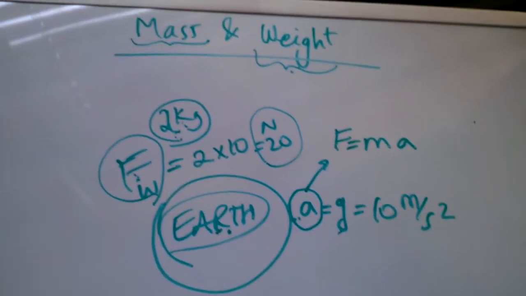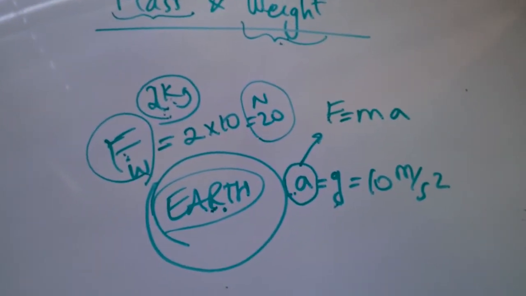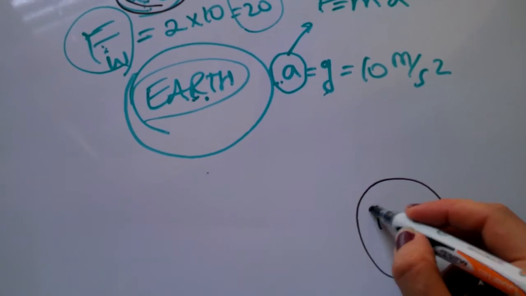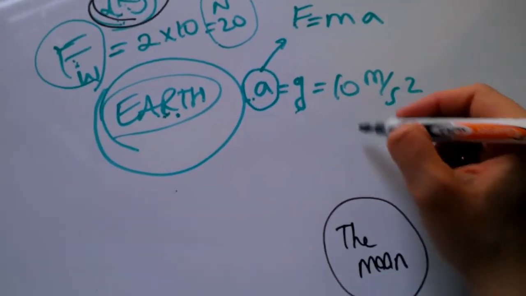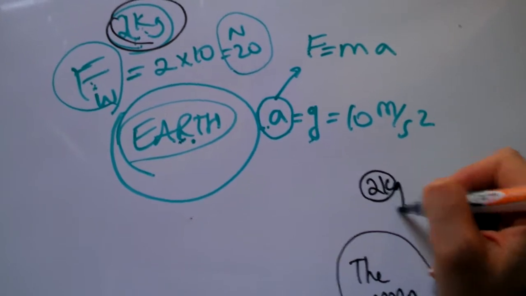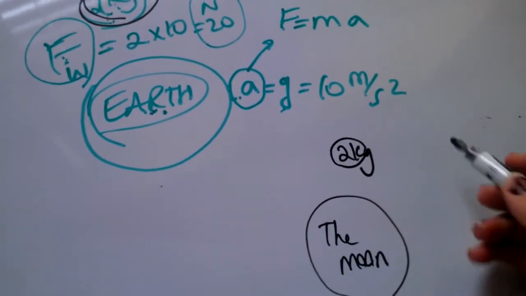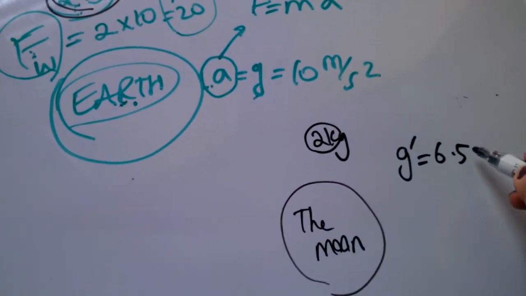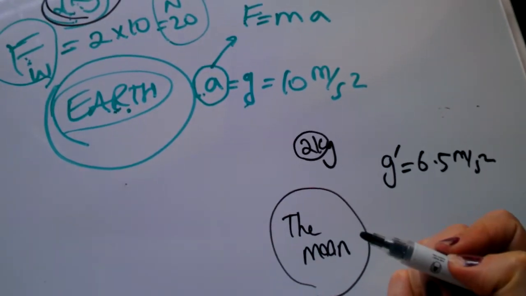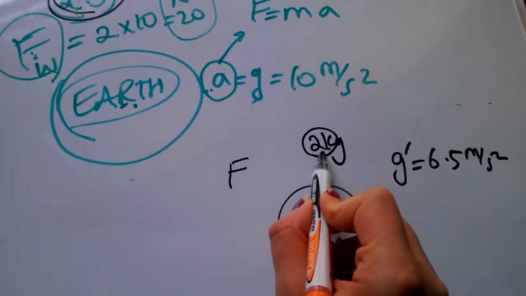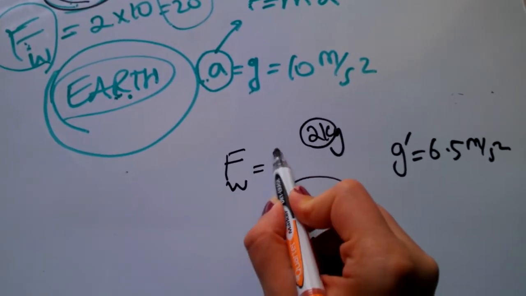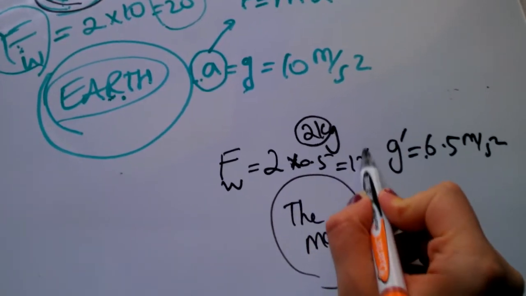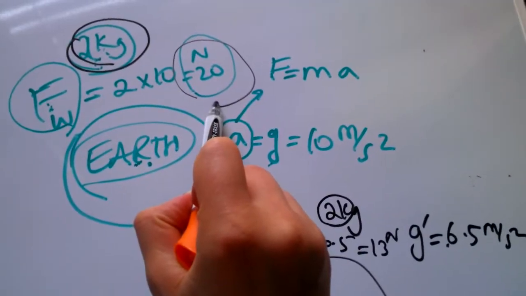Okay? Now, what if I bring the exact same block of gold to the moon? Here is the moon. If I bring the 2 kilogram gold to the moon, acceleration of the moon, let's call it g prime, I think it's 6.5 meters per second squared, somewhere around that. So weight of this gold on the moon is now 2 times this acceleration. And it's about 13 newtons rather than 20, right?